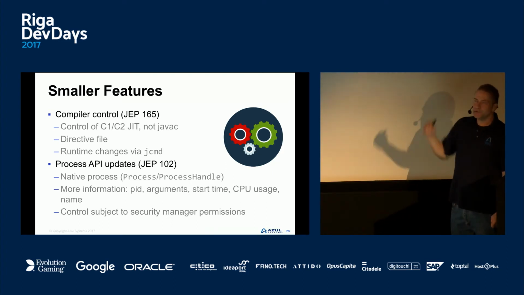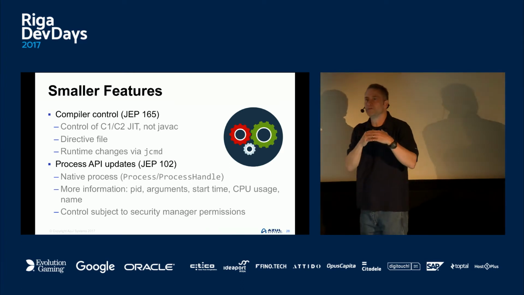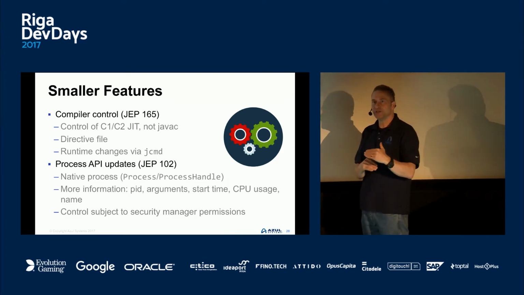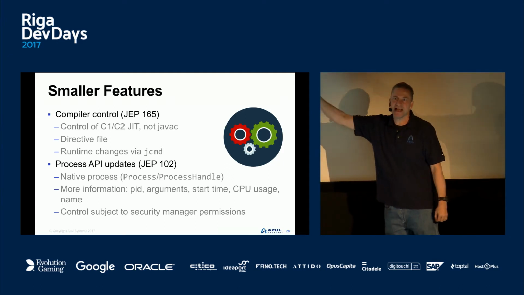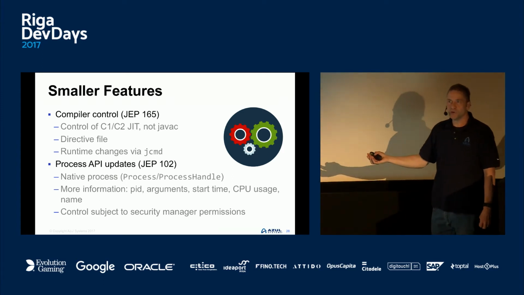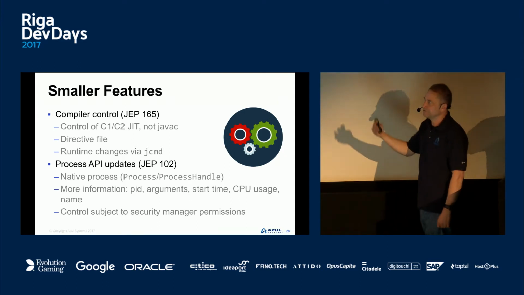There are some changes to the process API. This has been around for a while, but what you can now do is get more information and more control over native processes. So there's a new class, ProcessHandle, which allows you to look at the process ID. You can look at who the user was, who owns that process, when it was started up, what command line arguments it had, things like that.